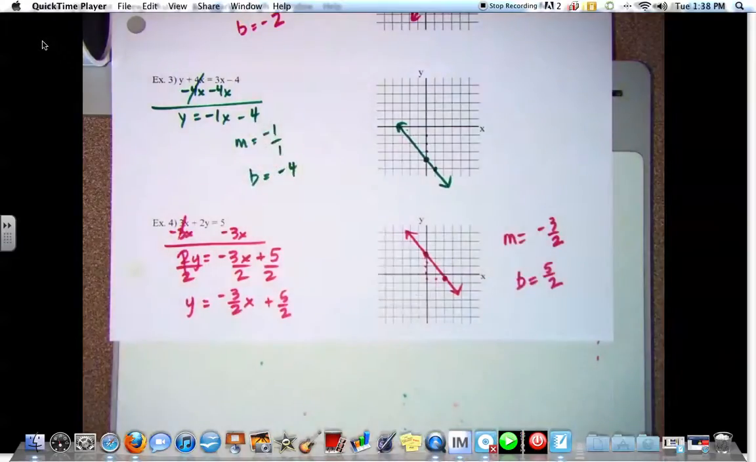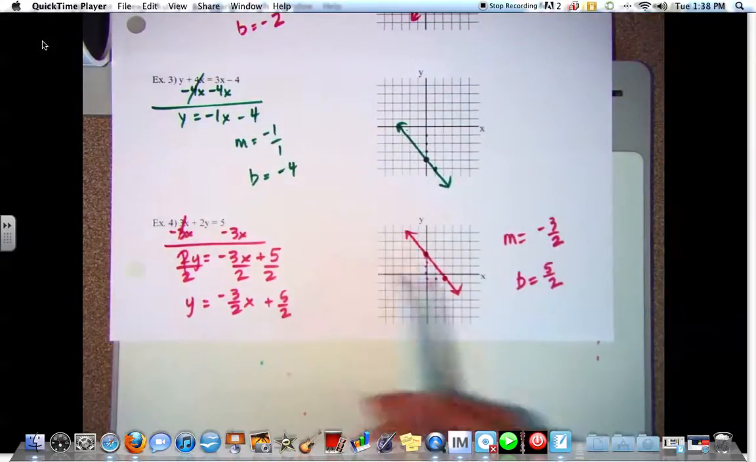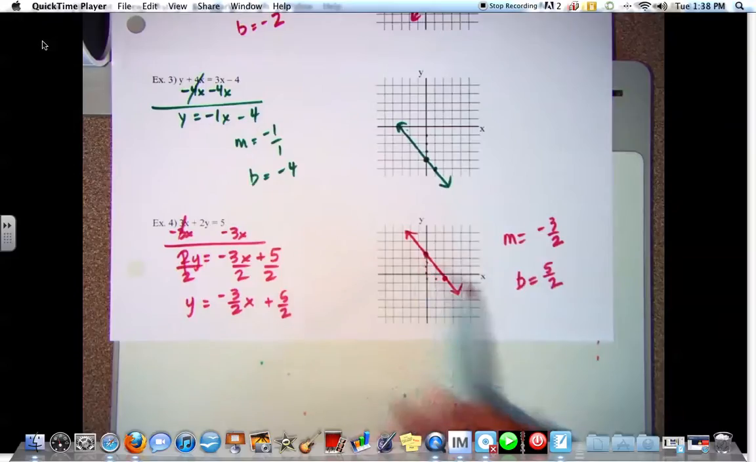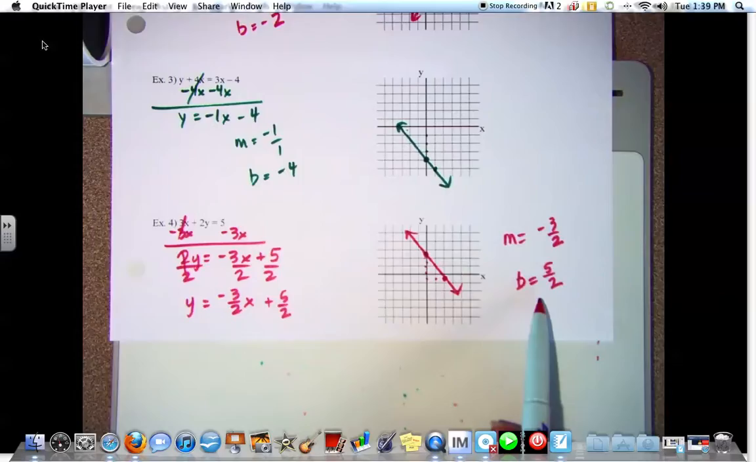Do you have it? Up 2.5. So you're in between 2 and 3. Wait, 2.5. Why would? Our y-intercept is 5 halves, which is 2.5 as a mixed number. Oh, okay. All right? And then we go down 3 and over 2.